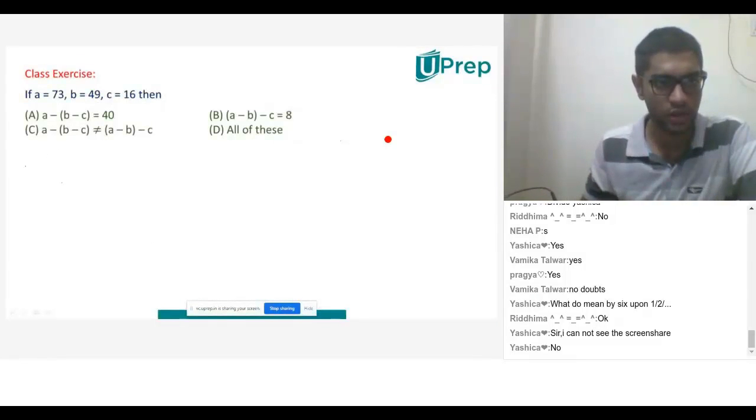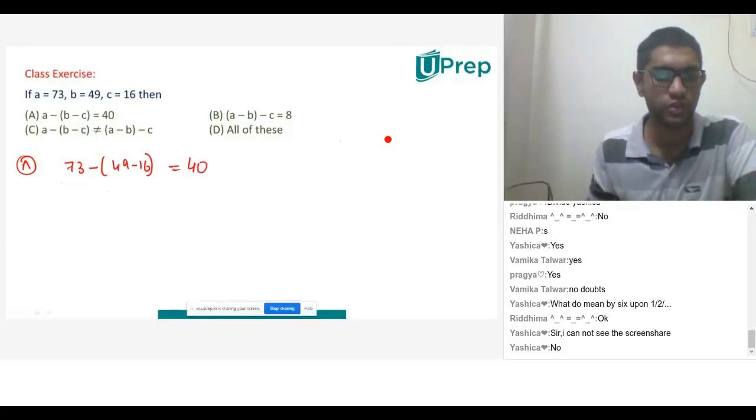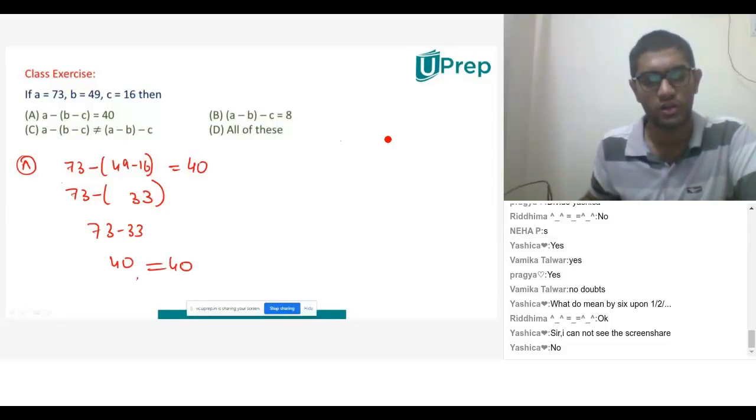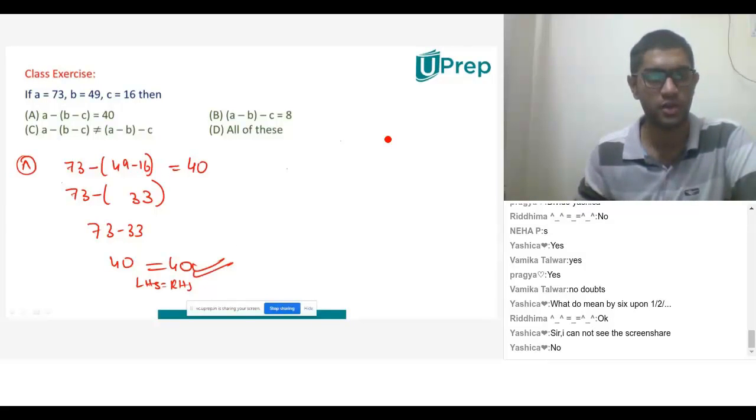Okay, so it's very simple. Let's take option A. 73 minus 49 minus 16. Check whether it's equal to 40 or no. 73 minus, what is 49 minus 16? 33. 73 minus 33 is 40. LHS is equal to RHS. Option A holds true. What about option B?